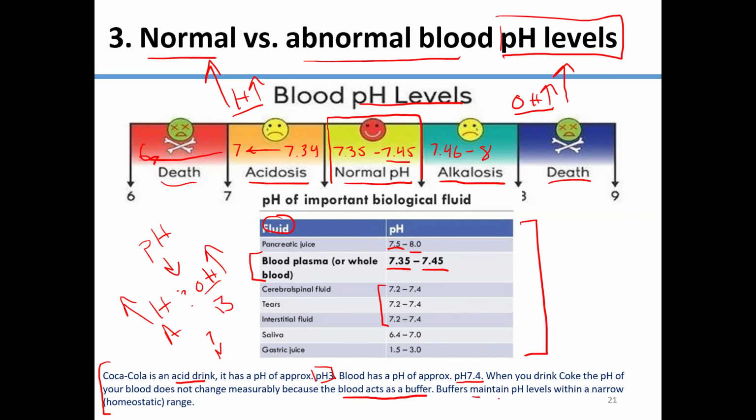And a buffer is going to help maintain our pH within our narrow range or homeostatic range. So again, we want our blood to be around a 7.35 to a 7.45. And again, if there were to be major changes, we have those buffers to try to maintain this range. So it's not normal to see this change drastically one way or the other because of those buffers.